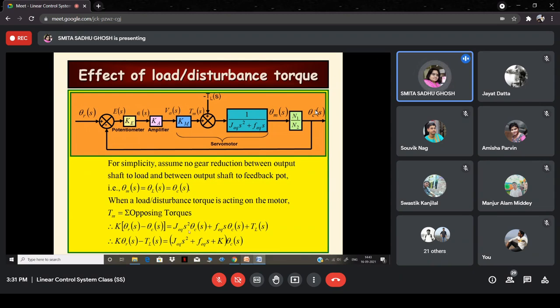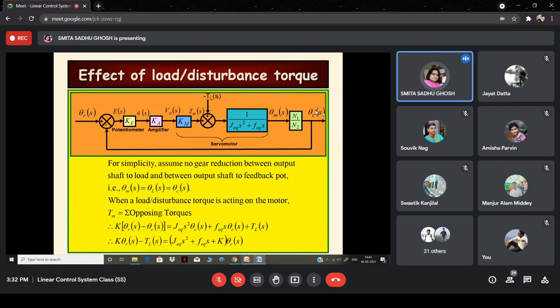From here, only similar terms are going to be collected, so that theta r is on the left side. TL also is taken to the left side, whereas theta c into K is taken on the right side. So this is what we get. Now, as far as this overall system is concerned, we have one output, that is the output of the load shaft, or the output shaft, whatever you call it, which is theta c, the output of this overall remote position control system.